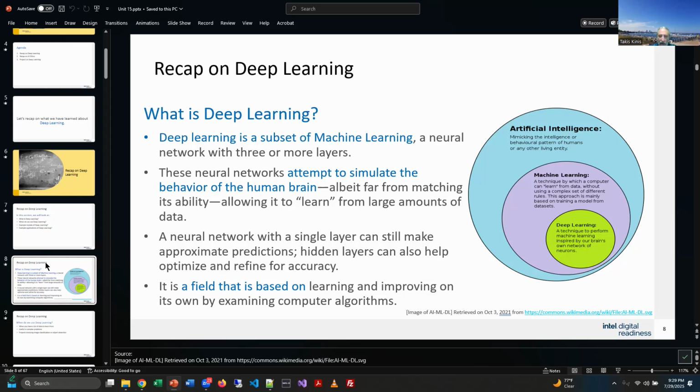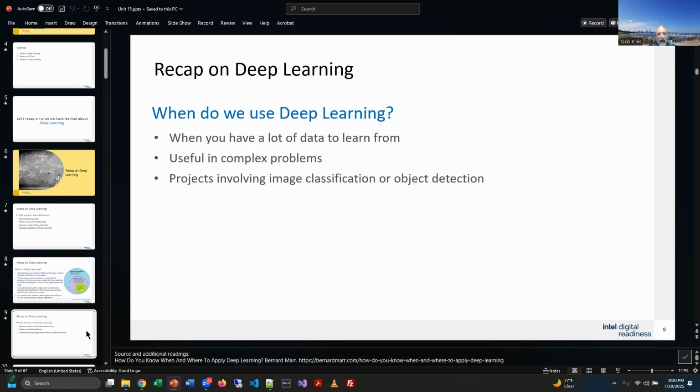And it says here, a neural network with a single layer can still make approximate predictions. Hidden layers also help to optimize or refine for accuracy. It's a field that's based on learning and improving by examining its own algorithms, basically. So there is that kind of recirculating aspect of it in some cases.